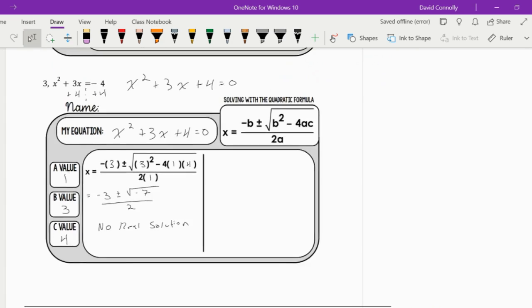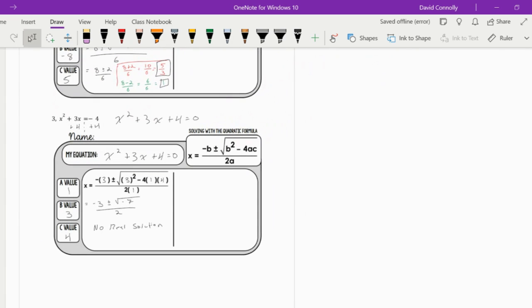All right, so that is it for solving quadratics using the quadratic formula. You guys can go ahead and work on the assignment.